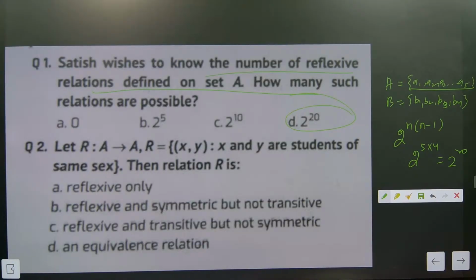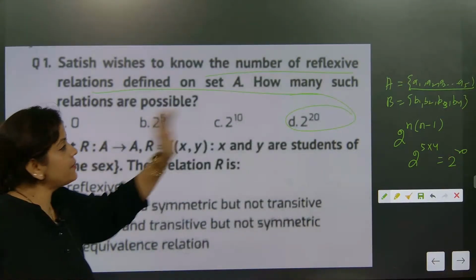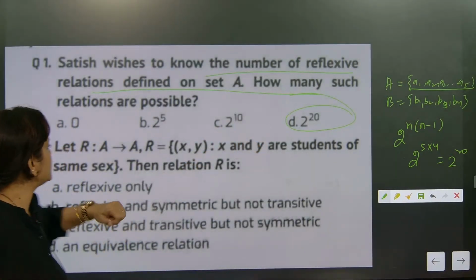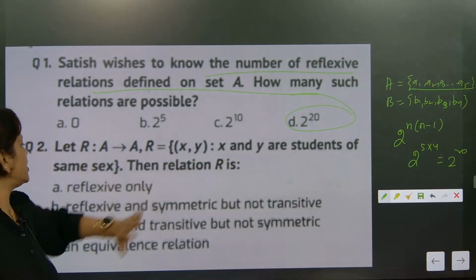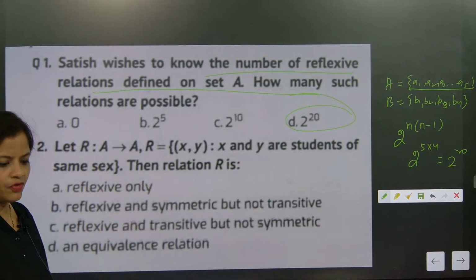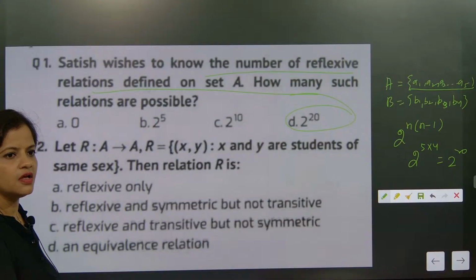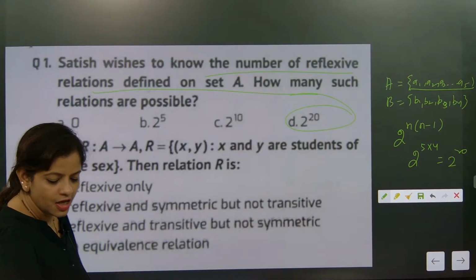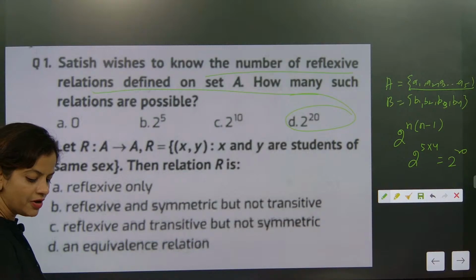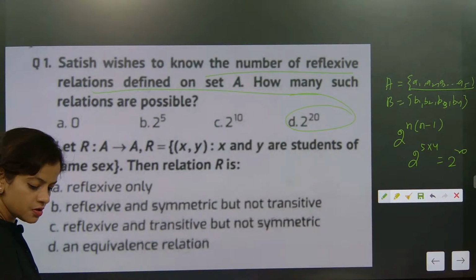Now, beta, here what they are telling: R such that A tends to A. A tends to A means same people. See, A tends to A, x and y are students of the same sex. Relation R. Now, it is reflexive only. Is it going to be reflexive? Me and myself, I am also a student and I am also a part of the class. So me and myself means it is a part of it.